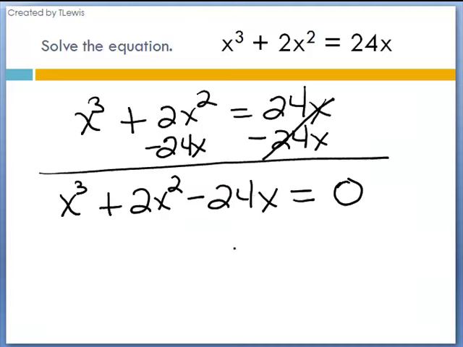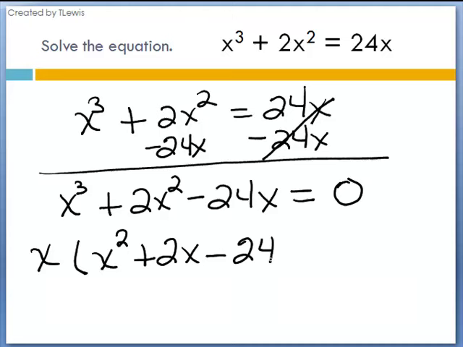Now we can factor. As we factor, we want to ask ourselves, is there a GCF that can be factored out? And yes, there is one. We can factor out an x, and then what do we have left over? x squared plus 2x minus 24 equals 0. Then we want to factor this trinomial.